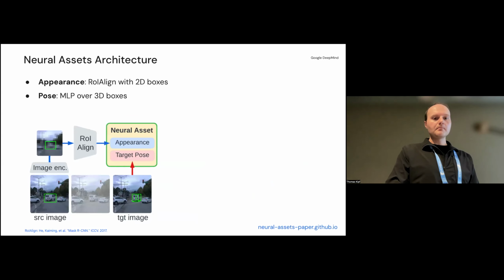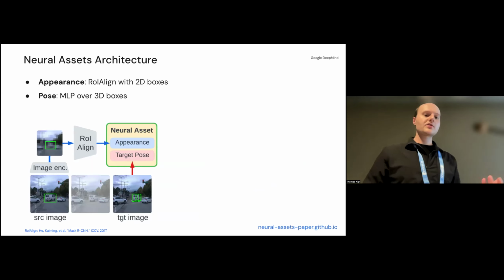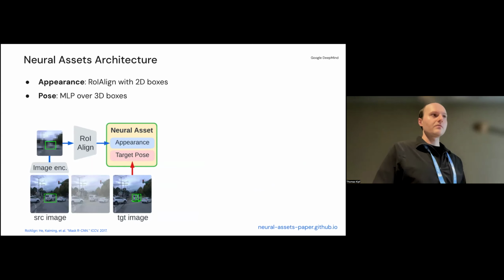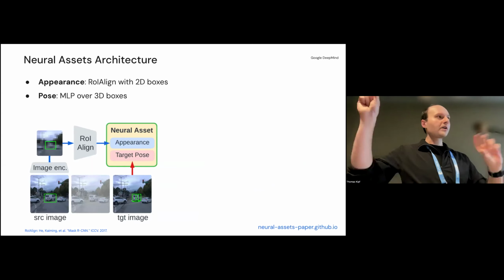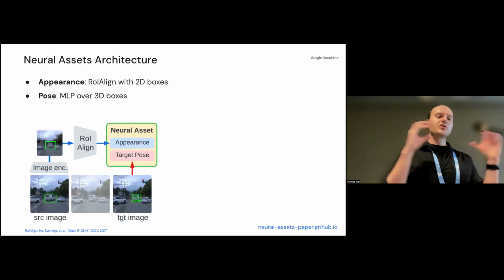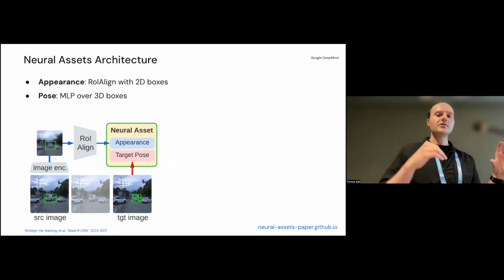And so the precise architecture of neural assets works a bit as follows. Again, we have an appearance encoder and a pose encoder, and we try to keep them as simple as possible, really to make the method as clean and as simple as possible. The pose is just an MLP applied over some corner coordinates of the 3D boxes. And the appearance is effectively just a vision transformer-based image encoder that we fine-tune.